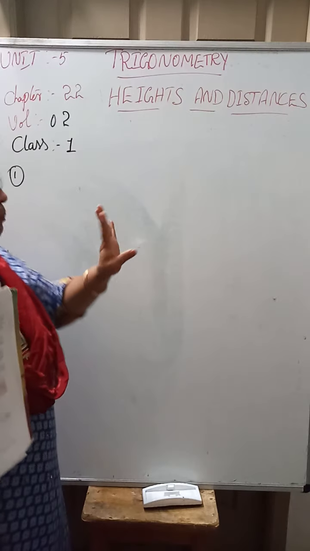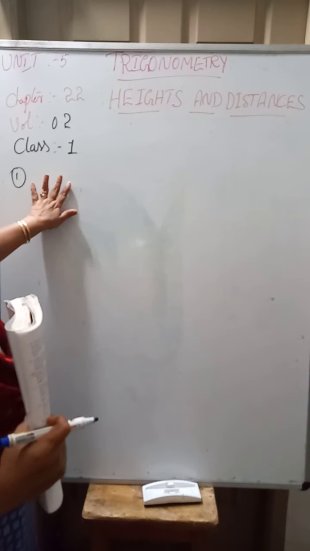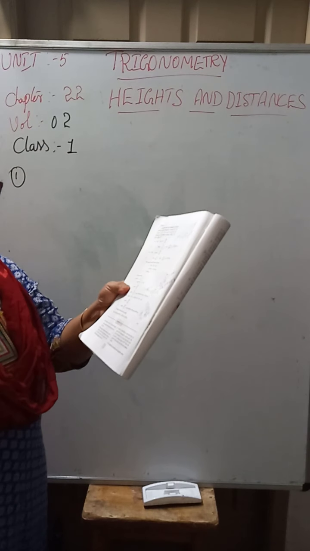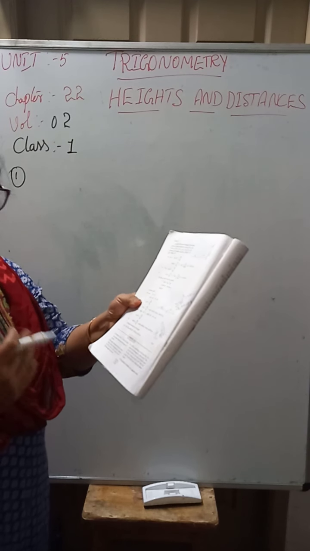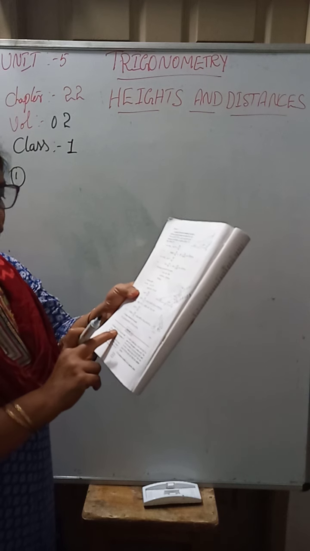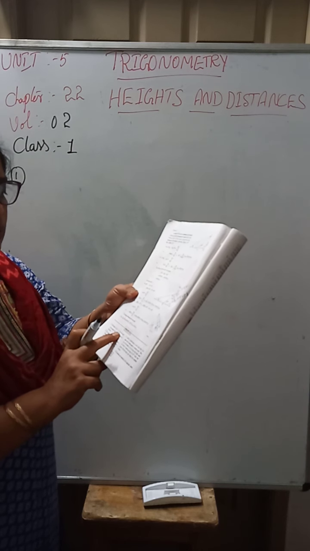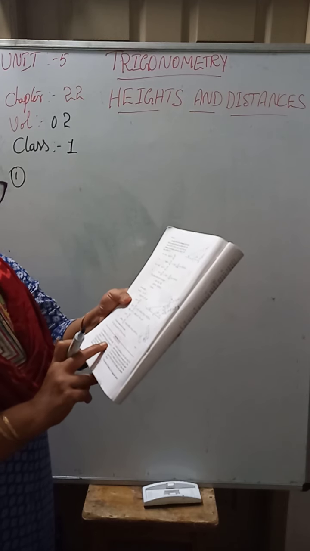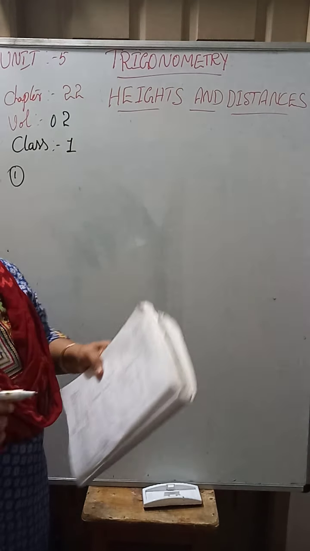Now children, listen. Here I am selecting the first problem. I am not going to write the question, I will just start with the answer. The height of the tree is root 3 times the length of its shadow. Find the angle of elevation of the sun.